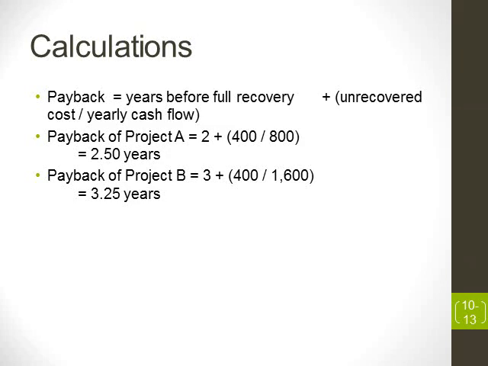Now I do the same for project B. We have already calculated that there are 3 years before full recovery. There is still 400 left, and the fourth period cash flow is 1,600. So I take 3 plus 400 divided by 1,600, and I get 3.25 years. So that's a precise formula for the calculation.